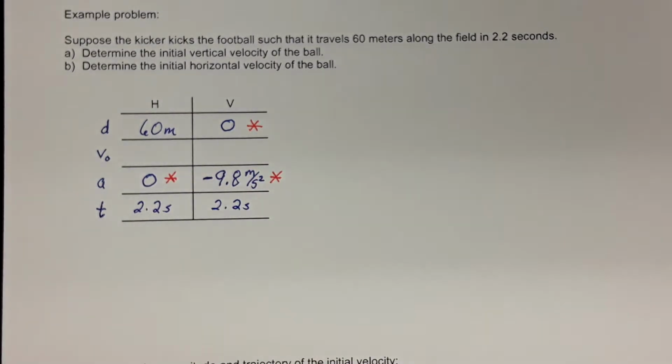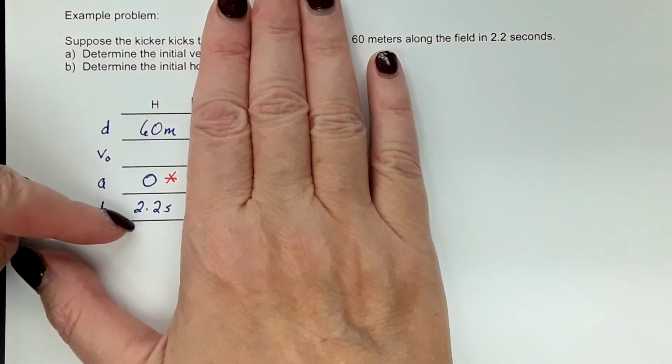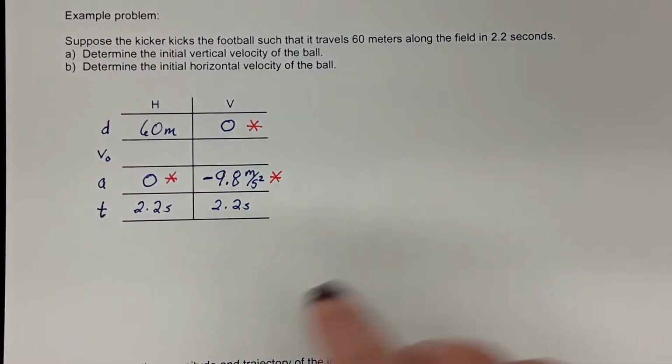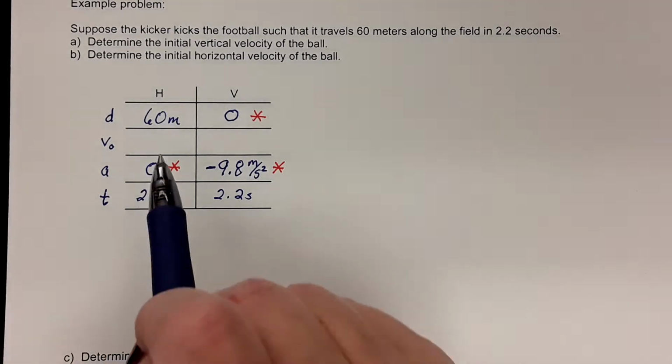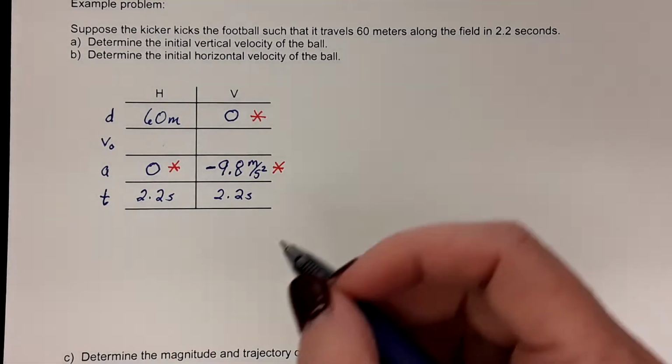Now if we look at our chart, interestingly enough, look at each side. We have 3 knowns, 1 unknown. 3 knowns, 1 unknown. So we can use the general equation on each side and find these 2 components of the initial resultant velocity. So let's do that.